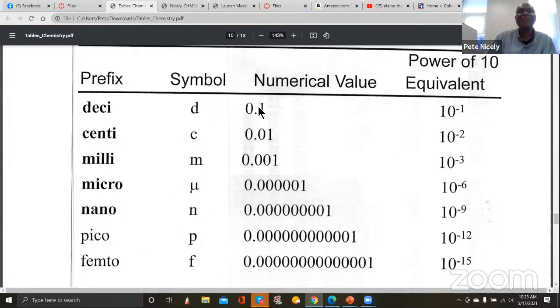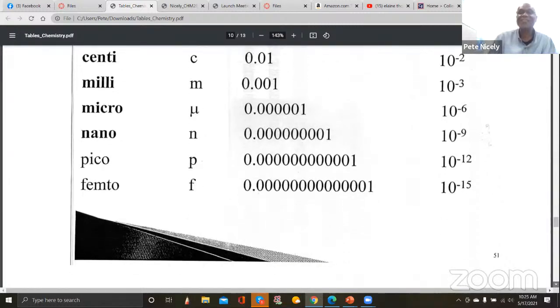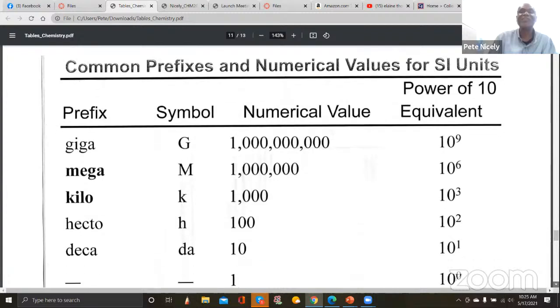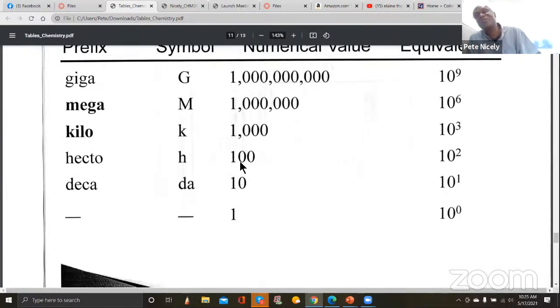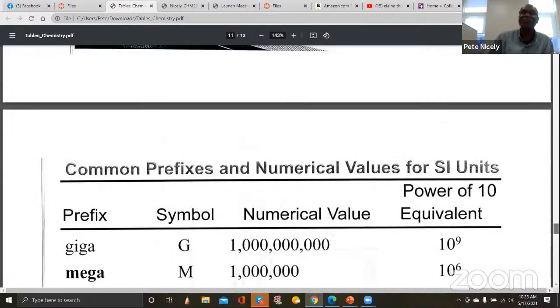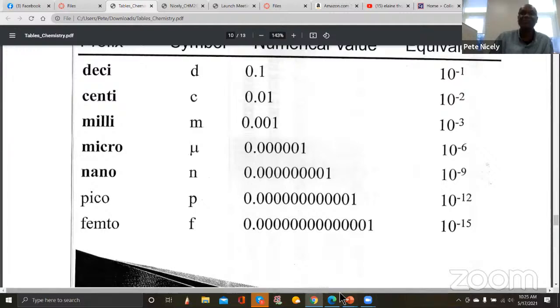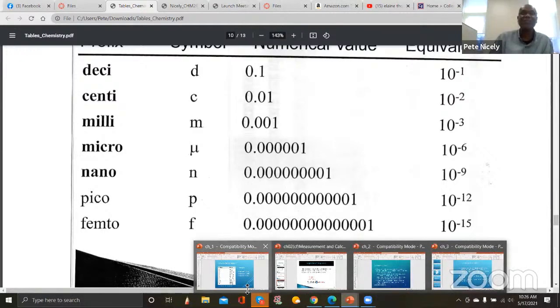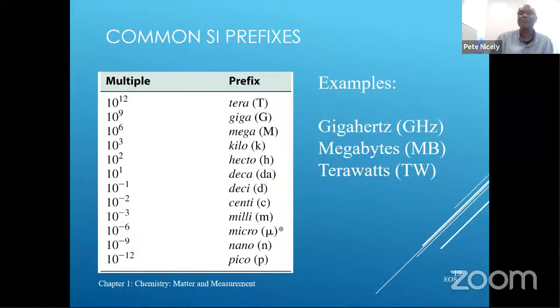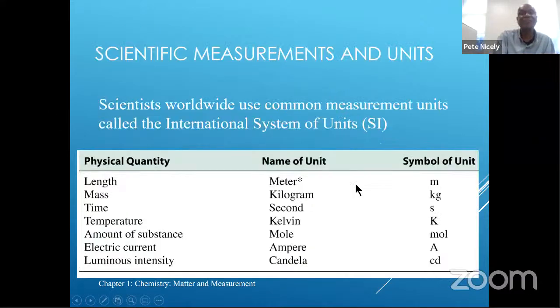So these would convert the fundamental metric unit to smaller values. And then these here would convert the fundamental metric units to larger values. Giga would be 1 billion, mega would be 1 million, kilo is 1,000, and so on and so forth, right? So those are the metric prefixes that you'll be using in addition to the metric units. Let me go back to this here. Okay, so that's as far as the prefixes are concerned.